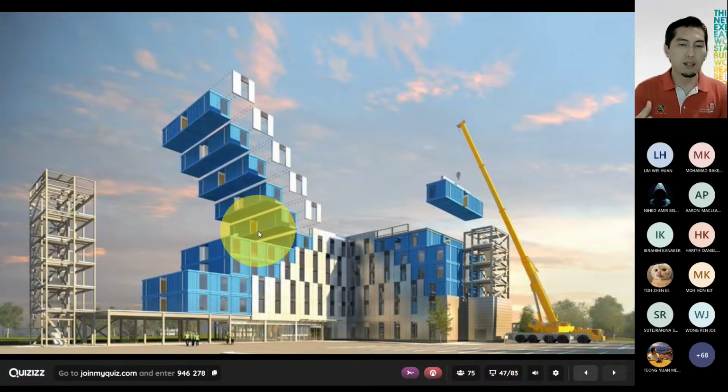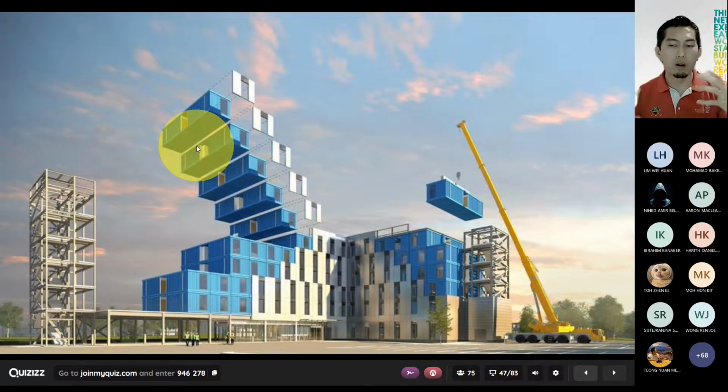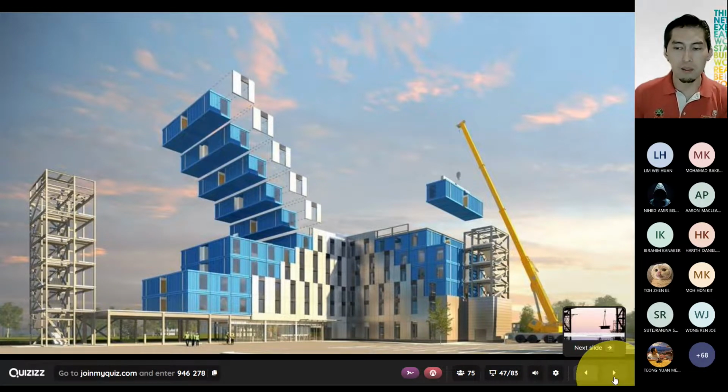to stack them up. Rather than the conventional way of doing things, where you build the foundation, you build the structure, then you start building walls, then you start building layers of layers and so on and so forth, right? In this case, you notice it is modular, whereby you are just stacking all of these as what we call rooms or offices or areas to be done for a particular building.